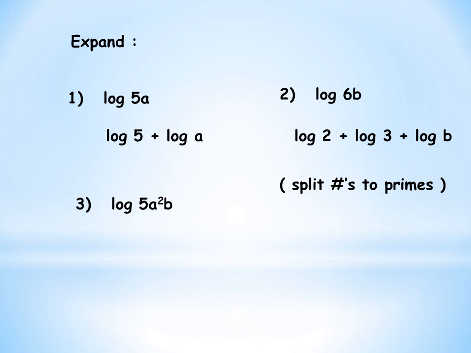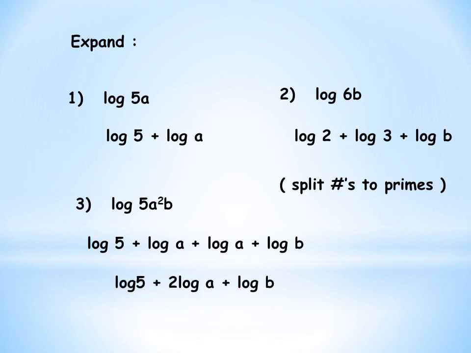Let's go ahead and expand log 5a squared of b. If you want to stop the video at this point, try it on your own and then continue. That might be a good idea. All right, so I'll have the log 5 plus log a plus log a plus log b. Because I actually have two of these log a's, I'm going to have to write it twice. But these now are like terms, so I can go ahead and combine them and call this log 5 plus 2 log a plus log b.